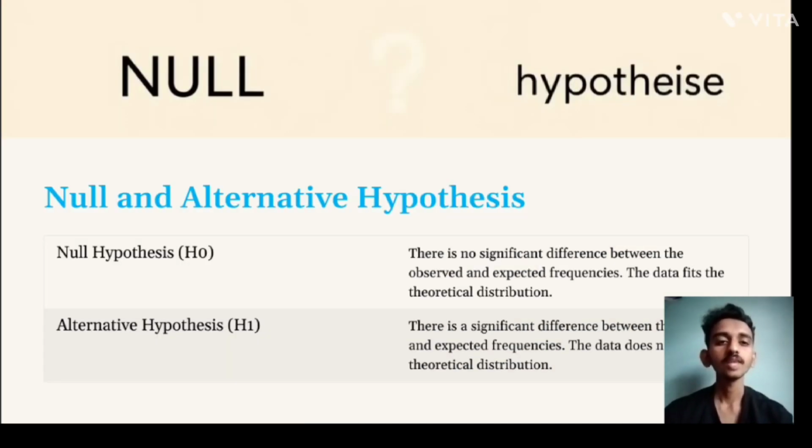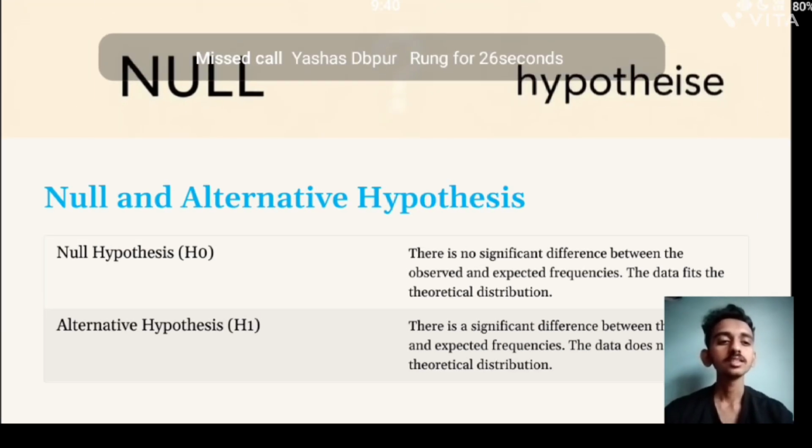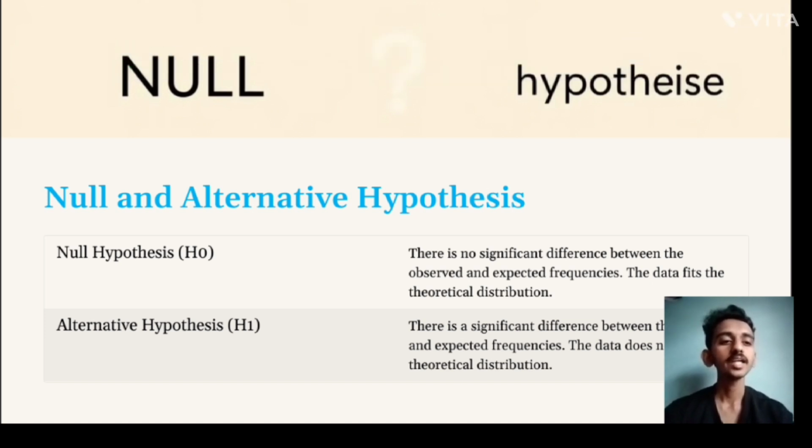Null and alternative hypothesis. Null hypothesis is also represented as H naught. There is no significant difference between the observed and expected frequency. The data fits the theoretical distribution. Alternative hypothesis is represented as H1. There is a significant difference between the observed and expected frequency. The data doesn't fit the theoretical distribution.